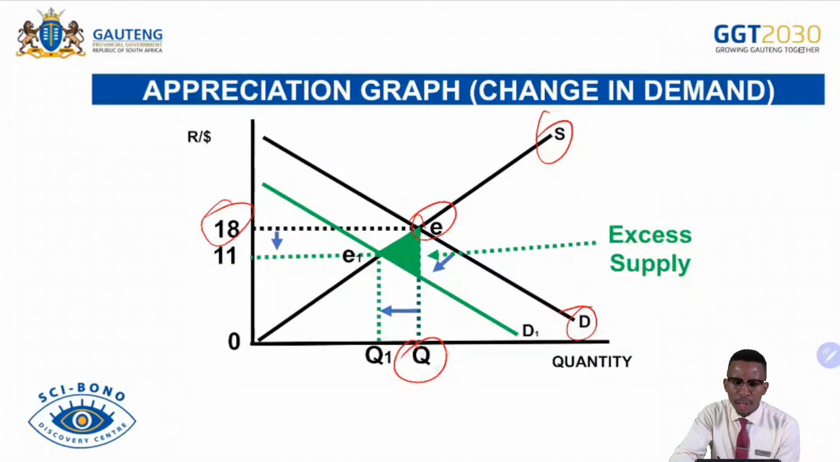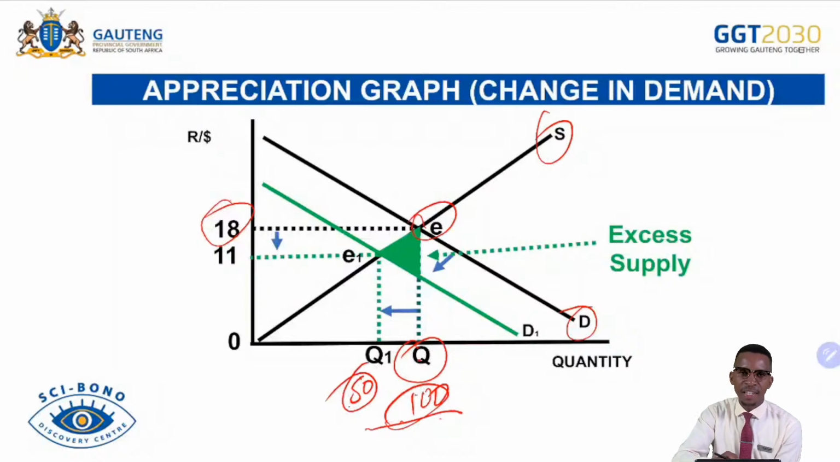How much of the quantity of rand is being supplied? Maybe we're supplying about 100 units of the South African rand. And then the demand for rand decreases from 100 maybe to 50. How much is the supply? The supply remains at 100, but the demand is now 50. The demand is decreasing, but the supply remains high. If you can check, the supply is not responsive here to the change in demand. The supply did not decrease with the decrease in demand.